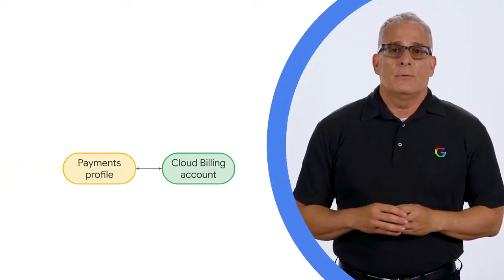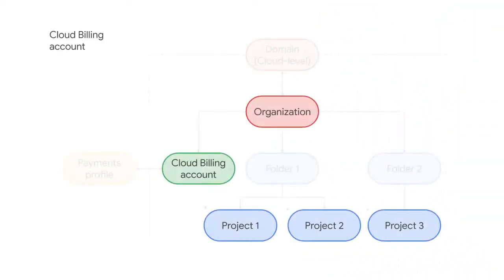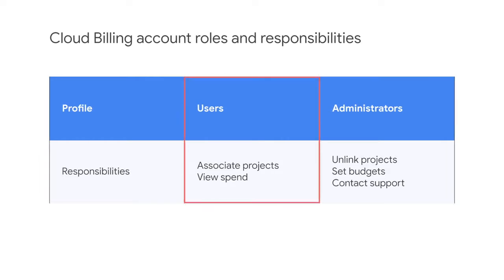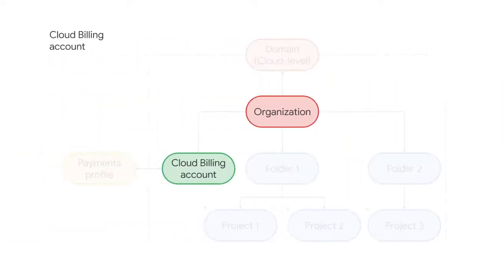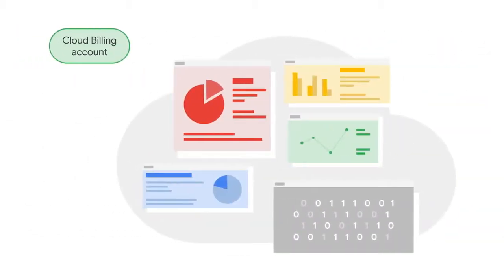Two other roles that are important for resource management are cloud billing accounts and payment profiles. Cloud billing accounts live under the organization and track any charges for associated projects. Cloud billing account users can associate projects and see spend, while cloud billing account administrators are able to unlink projects, set budgets, and contact billing support. Google recommends sticking to a single cloud billing account per organization and making sure that only admins can create new cloud billing accounts.